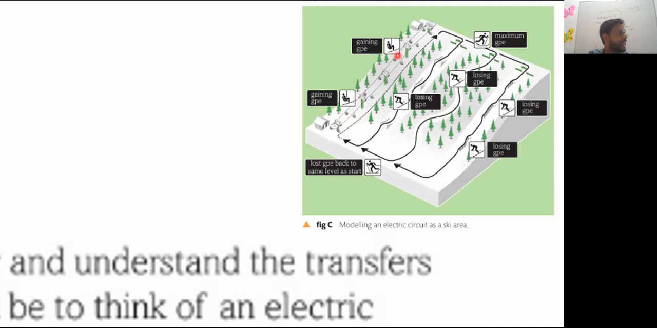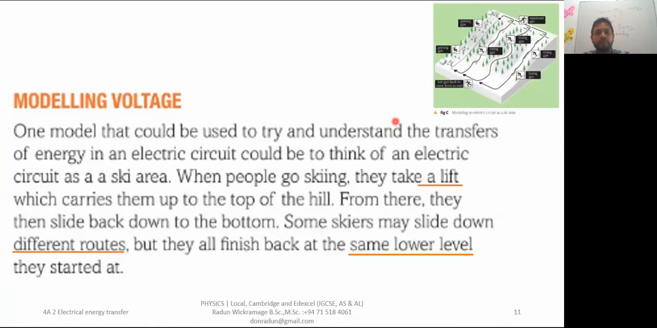So just like the ski lift, the battery is putting electrical energy into the circuit. With this electrical energy, electricity passes through different parts of the circuit. And finally, when it gets back to the negative terminal of the battery, they all have a relatively smaller amount of energy, like the gravitational potential energy with these skiers, right? So there are advantages and disadvantages of this model. Let's talk about them as well.